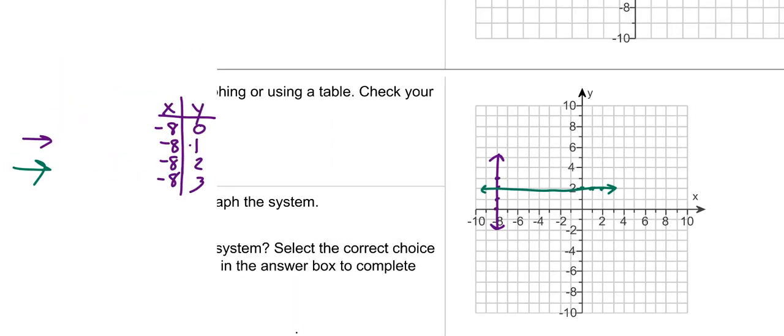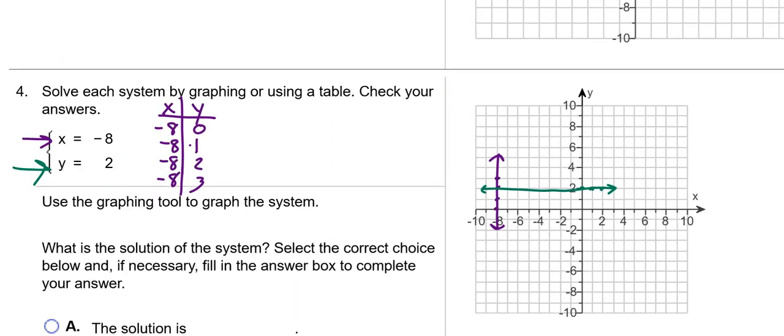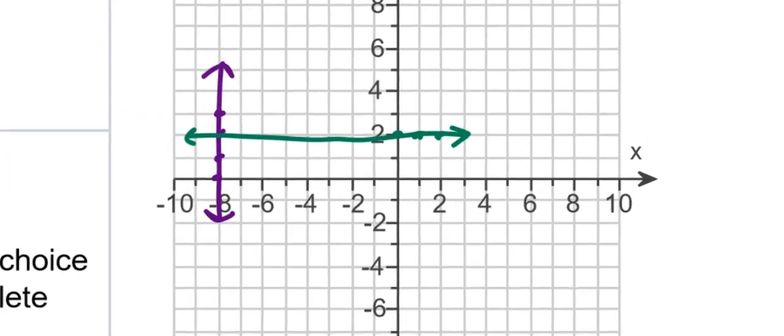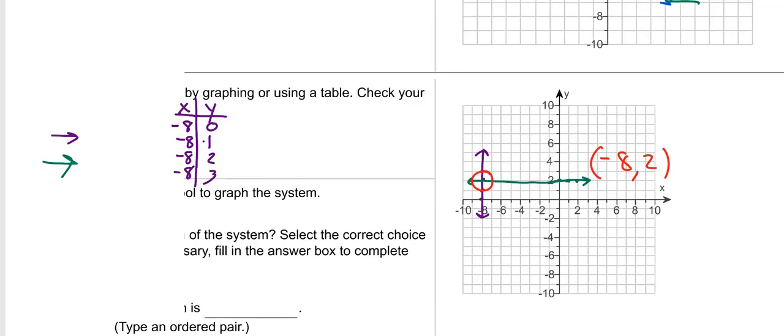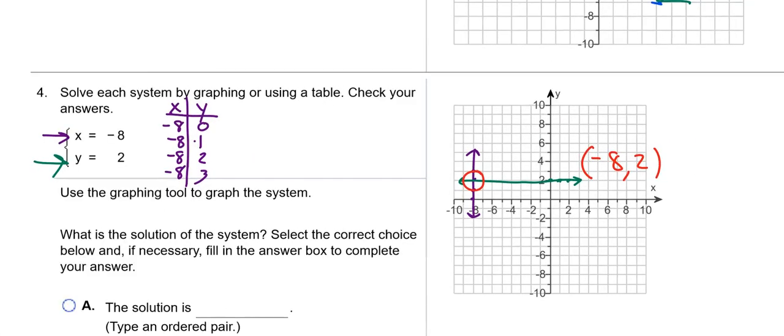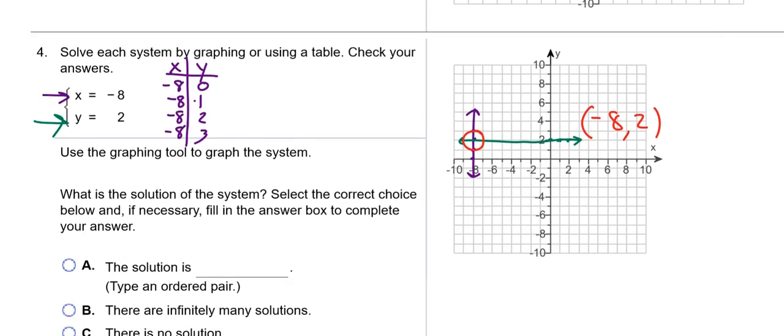You guys remember the question? Solve the system. Does anybody know the solution? Isn't it right there? What is it? Negative 8, 2. Are you kidding me? They gave me the x and the y values of the answer? Yeah, they did. Okay, yeah, you'll have to graph it, but yes, that will be your answer to the question.